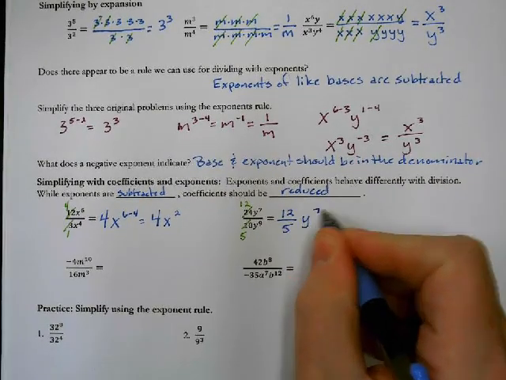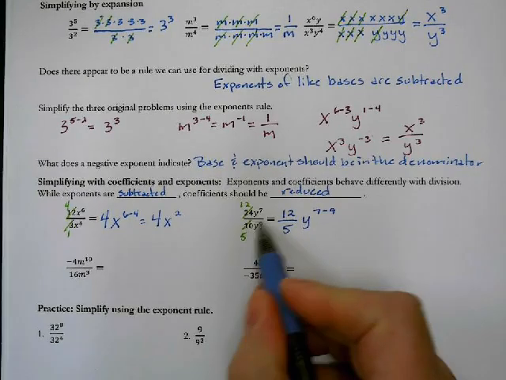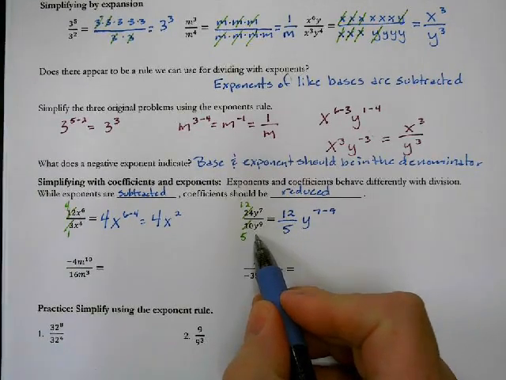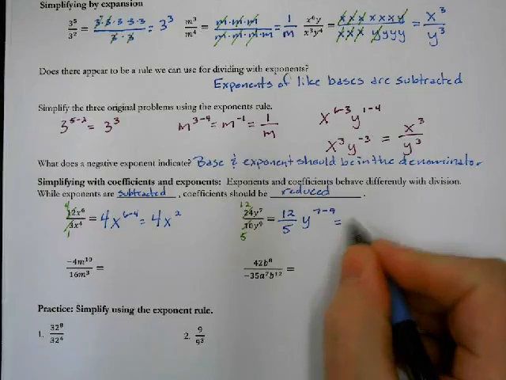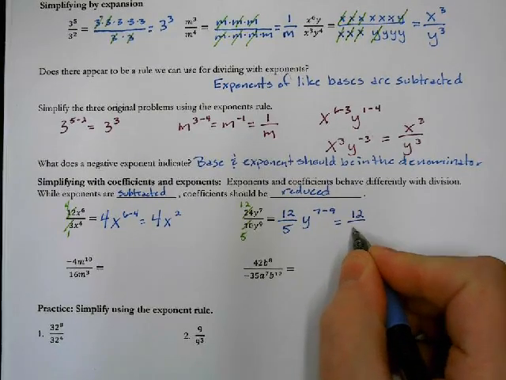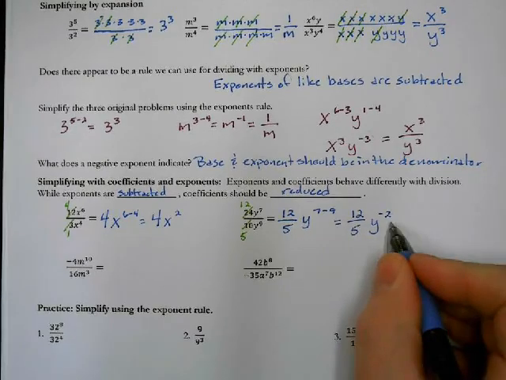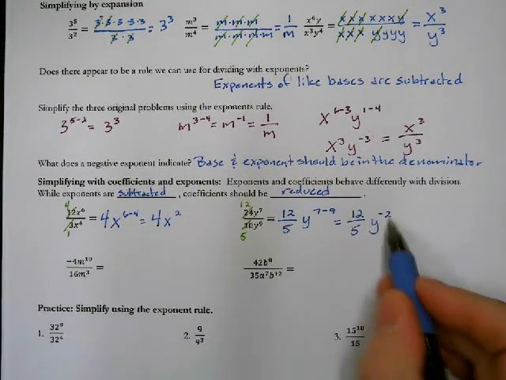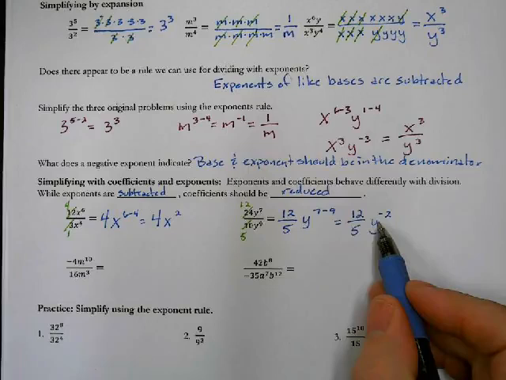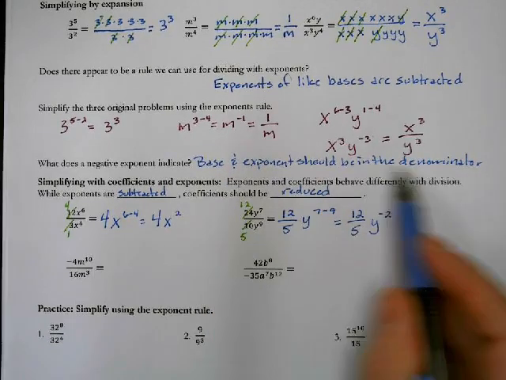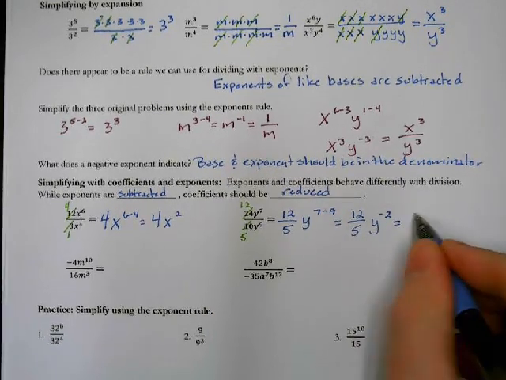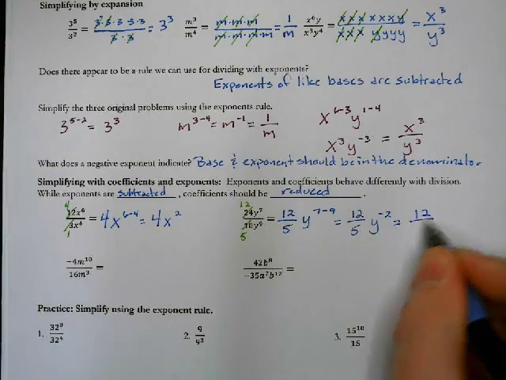Now notice there were more y's in the denominator. So my y's should end up in the denominator. 7 minus 9 is -2. And remember, a negative exponent indicates that the base and the exponent should be in the denominator. So final answer would be 12 over 5y to the second.